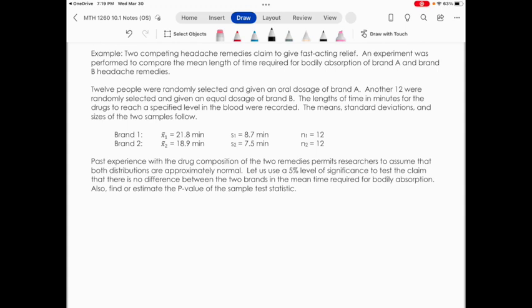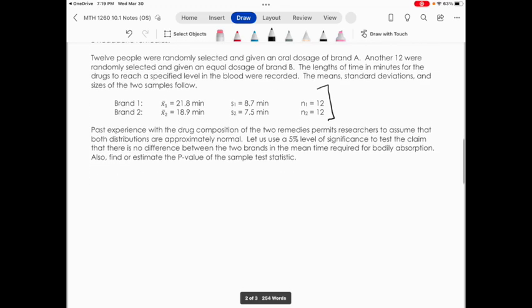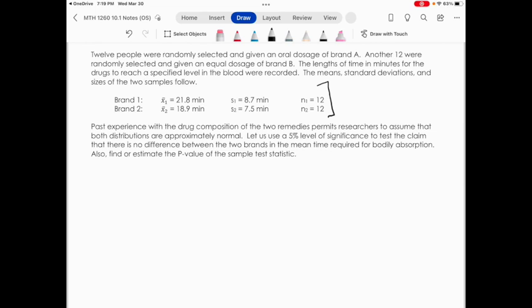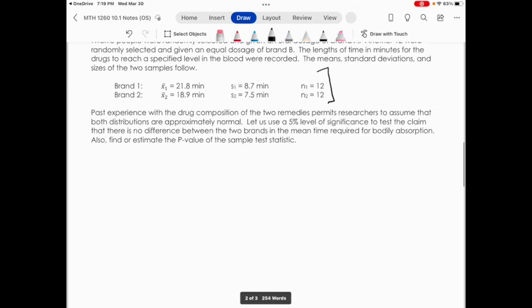The lengths of time in minutes for the drugs to reach a specified level in the blood was recorded. The mean, standard deviations, and sizes of the 2 samples follow. So here's all the information that was collected from each sample, from brand 1 and from brand 2. Past experience with drug composition of the 2 remedies permits researchers to assume that both distributions are approximately normal.